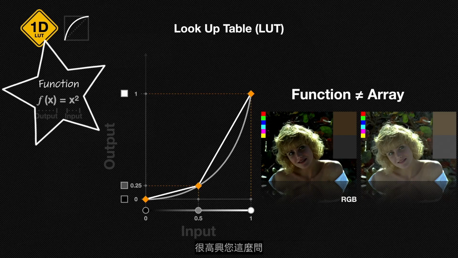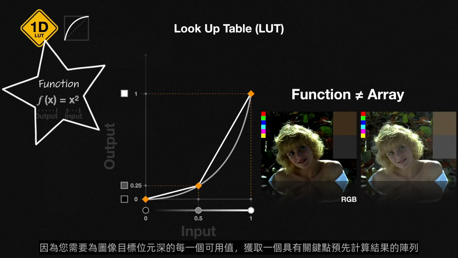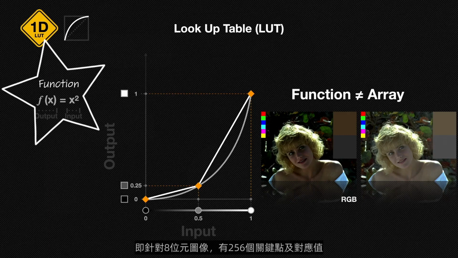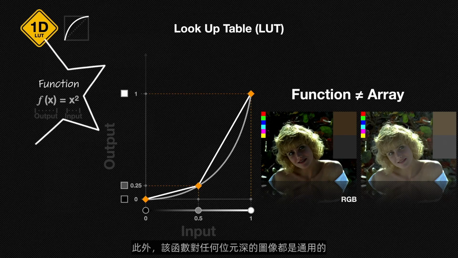I'm glad you asked, because you have to get an array with the pre-computed result of a key for every single value in the target bit depth of the image. So, 256 keys with their respective values for an 8-bit image, 1024 for 10-bit ones, and so on. Maybe we can express the LUT simply with the function and avoid reading and writing so much data. Besides, the function is universal for any bit depth.